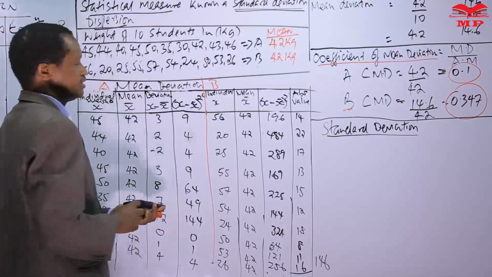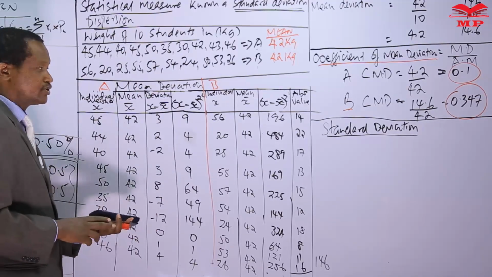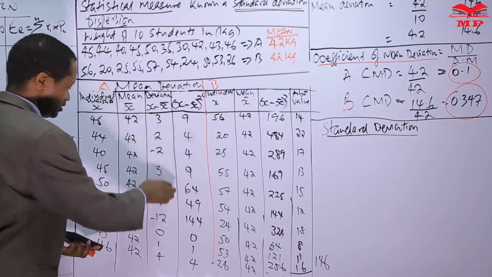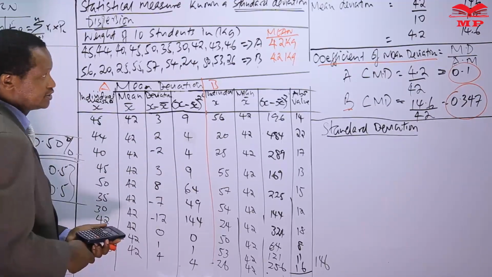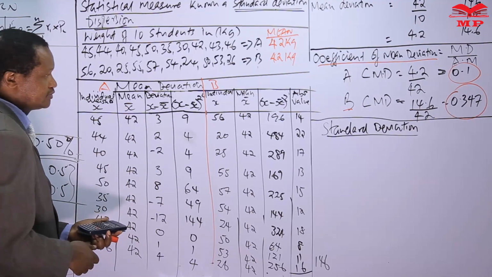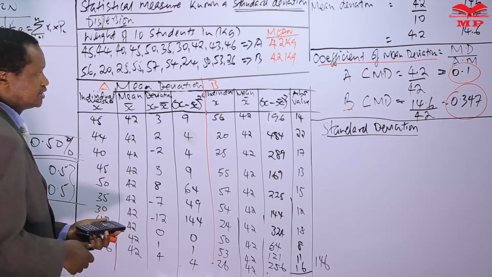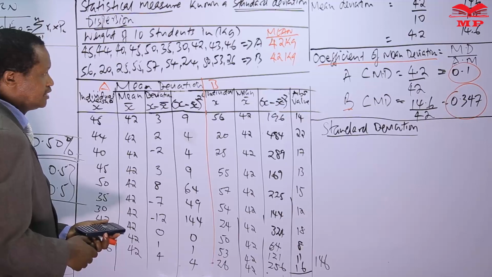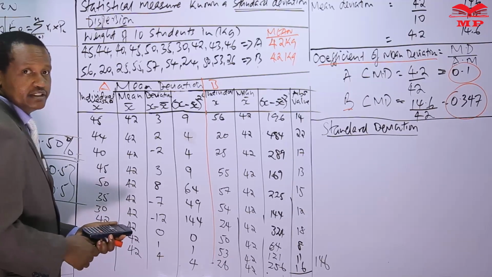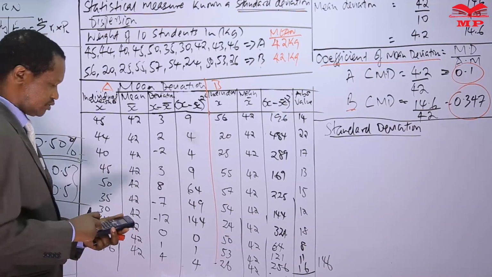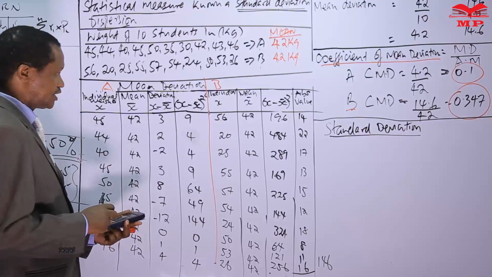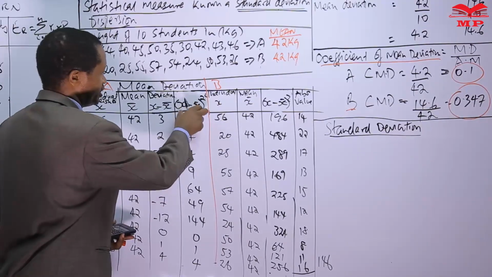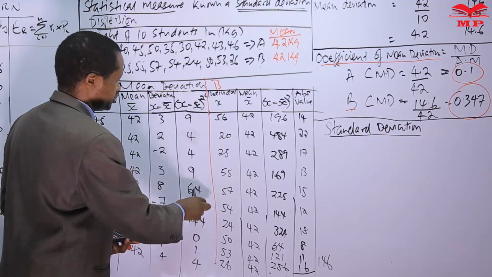We square the deviations, and by so doing you do away with the algebraic signs. So that is an important stage in determining the standard deviation. So we can now, the second step, go ahead and get the summation of the squared deviations.